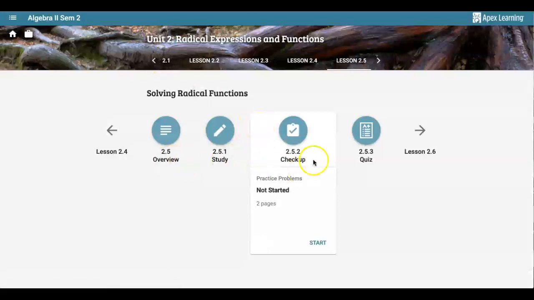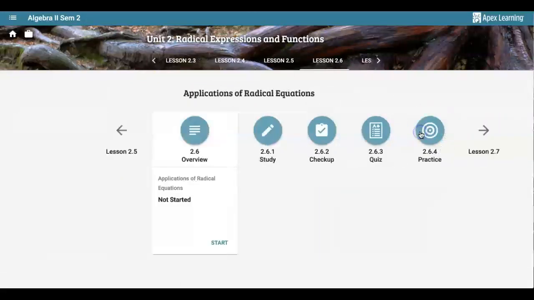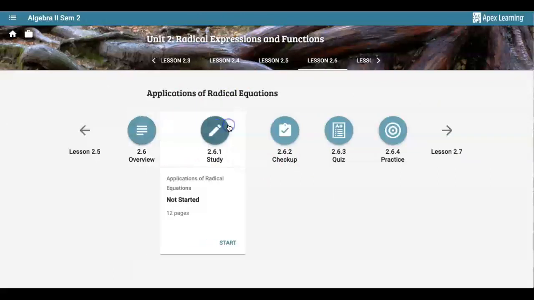All right, for 2.5, there is a quiz. So this is a mandatory quiz here, all right? So far you've got 2 quizzes and 1 extra credit opportunity. All right, moving forward to 2.6. So now we're looking at applications of radical equations.